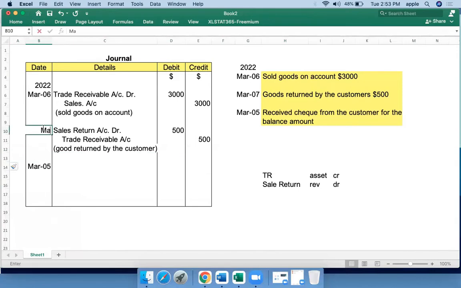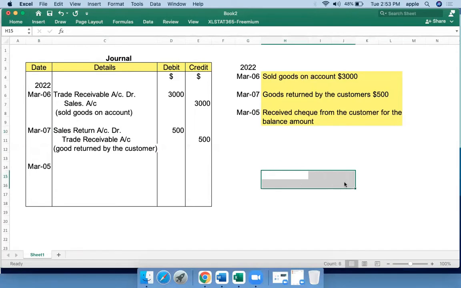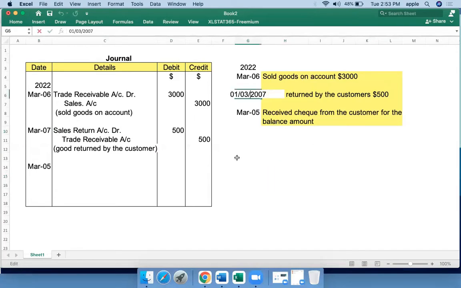This is March 7. Now what did we receive this time? Tell me. March 5. Sorry, March 7. This will be March 10. Let me write. Yeah, we received a check. So which two items are affected? Bank and trade receivable. Yeah. Are you sure? Yeah, I think so.